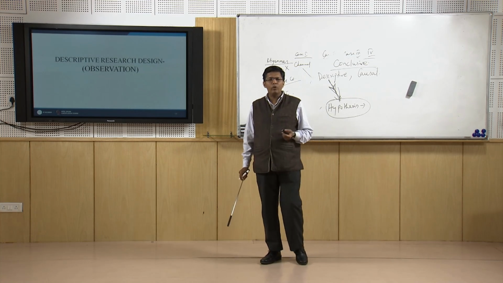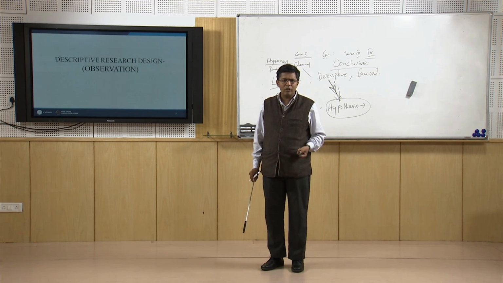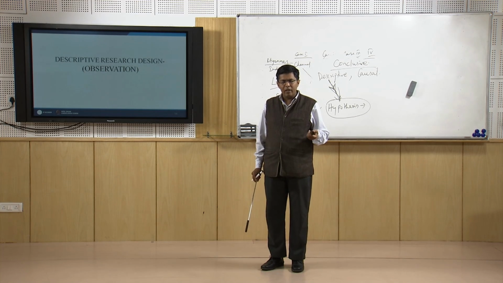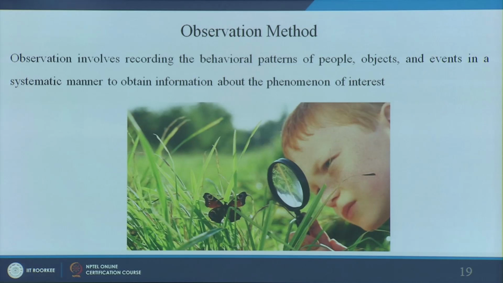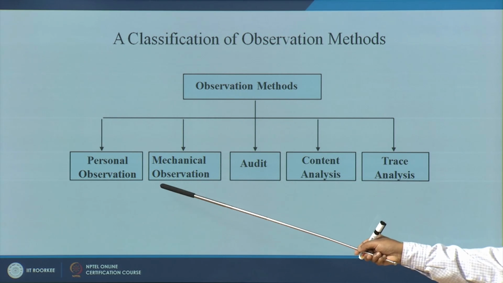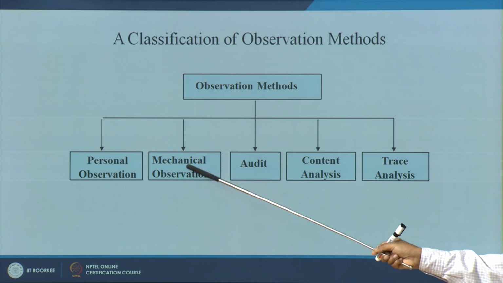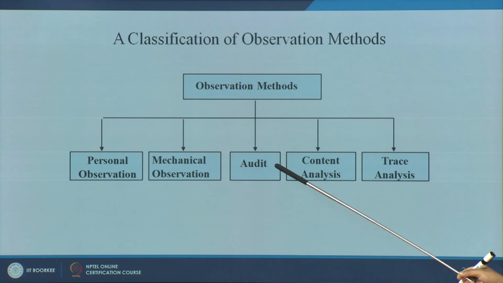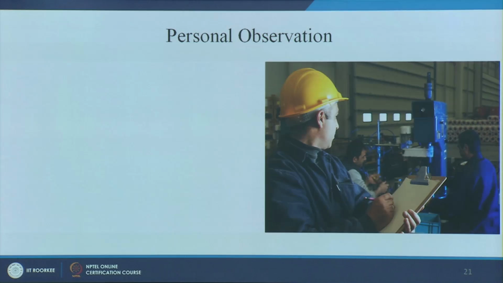It is basically how you collect the data. So, when you are collecting the data, you can ask through a structured questionnaire or you can just observe. Observation is sometimes very powerful. Now, look at the child, he is observing what is happening to the butterfly. So, the different observational methods that companies are using are personal observation, or mechanical observation, audits, content analysis, and trace analysis.